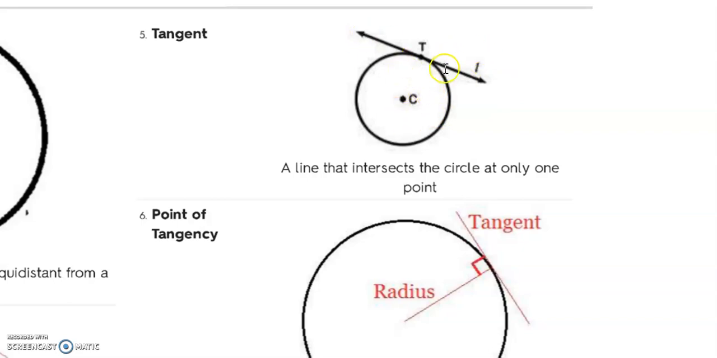Then we have a tangent line. A tangent line is a line that only intersects at 1 point. And you could have a tangent that looks like this. Maybe it's a ray or a line segment, but it does touch at exactly 1 point, which we call the point of tangency. So that would be that point right there.